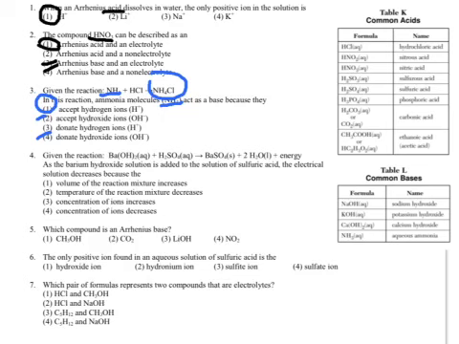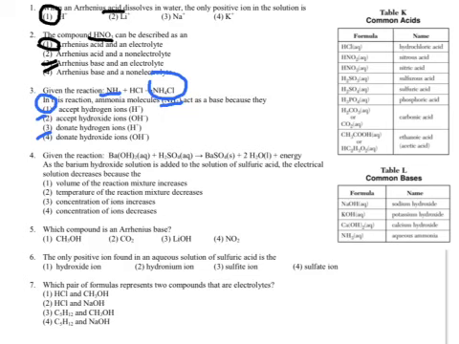In the next question, it gives us a reaction, and they say that when we add barium hydroxide to sulfuric acid, the electrical conductivity of the solution decreases. And they're asking why. Well, when we look at barium hydroxide, we'll notice that it's a hydroxide, and it's very similar to the common bases. And when we look at sulfuric acid, we'll see that it is a common acid. So when we mix an acid and a base together, what we do is we neutralize the solution and we form water.